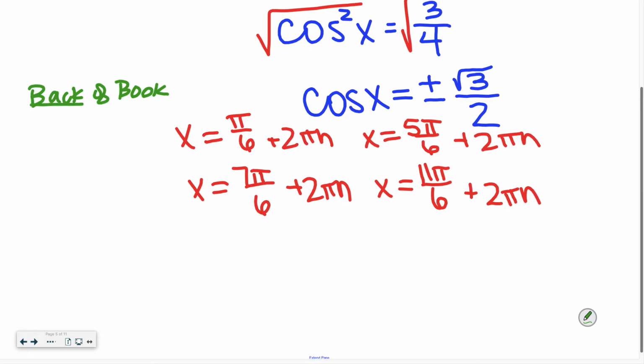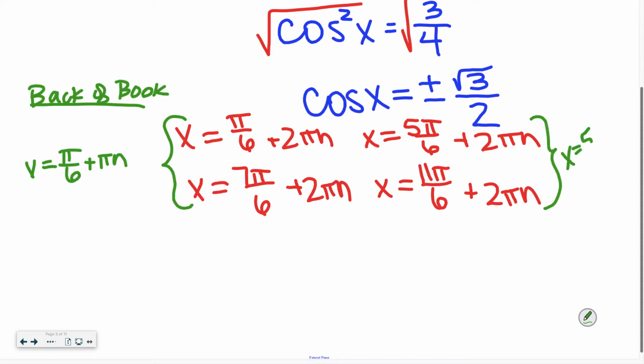They're going to see, oh, I have 4 answers, but these 2 answers are pi apart. So I could write these as pi over 6 plus pi n, because then I would get all of those answers into just one expression. Oh, and over here, these 2 are also pi apart. So I could write these as 5 pi over 6 plus pi n and be able to express all of those answers into one.